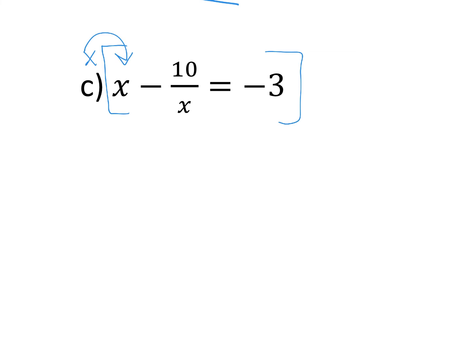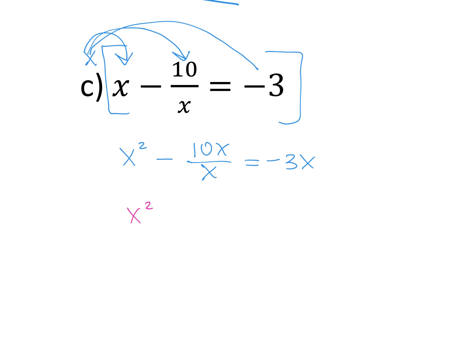Okay, x times x is x squared minus x times 10 is 10x over x. X times negative 3 is a negative 3x. Now simplify. X squared we can't do anything with. 10x over x, your x's are going to 1 out. So you have x squared minus 10 equals negative 3x.